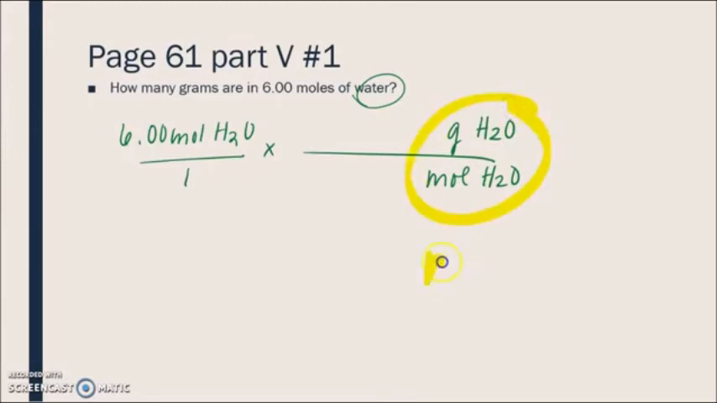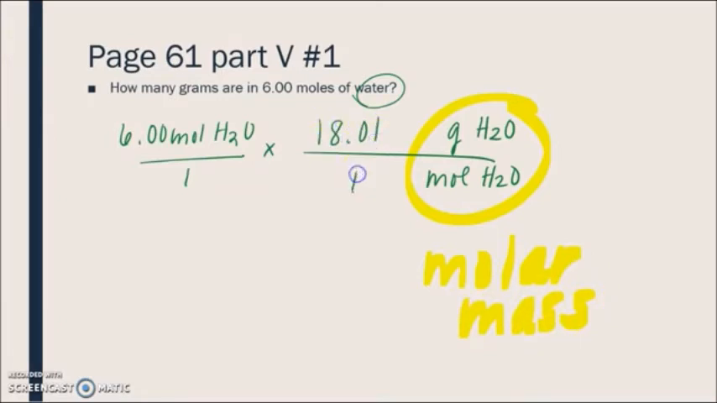This should look familiar. That's molar mass. So you need to be looking at the periodic table. This is probably a number that you're learning. It's 18.01 grams in a mole for water. So then you just plug that into your calculator. You need 3 sig figs. That's 108 grams of water.